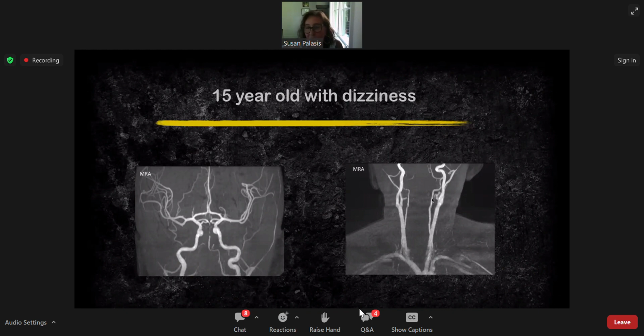The distal vertebral arteries are not well seen, nor the basilar artery. If we look into the neck, you can see that the proximal verts actually have good flow signal within them, but we start losing the signal at the V3, V4 segment of the vertebral arteries.